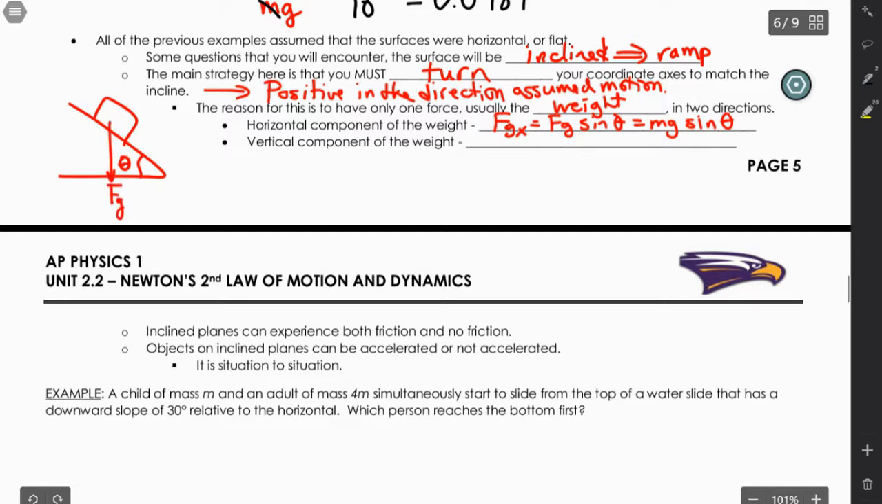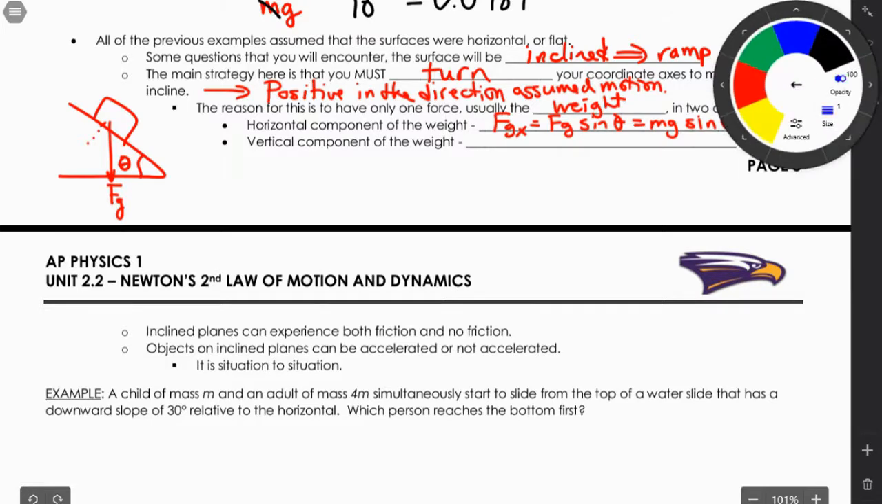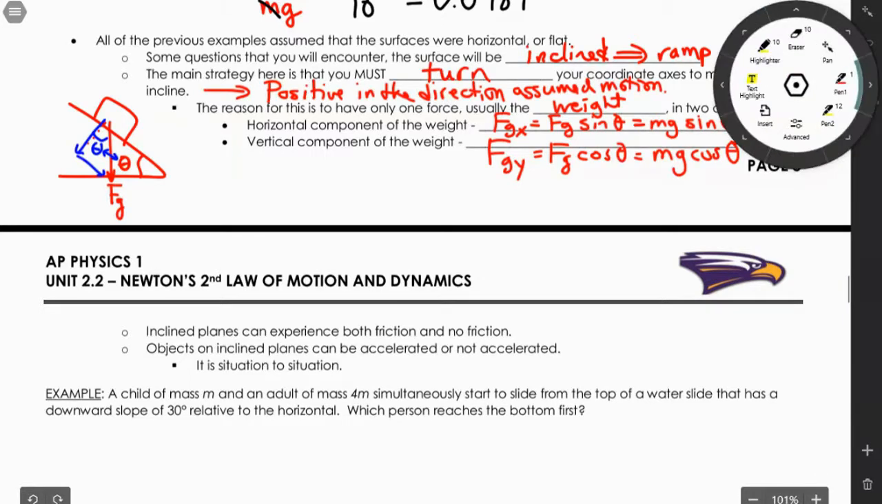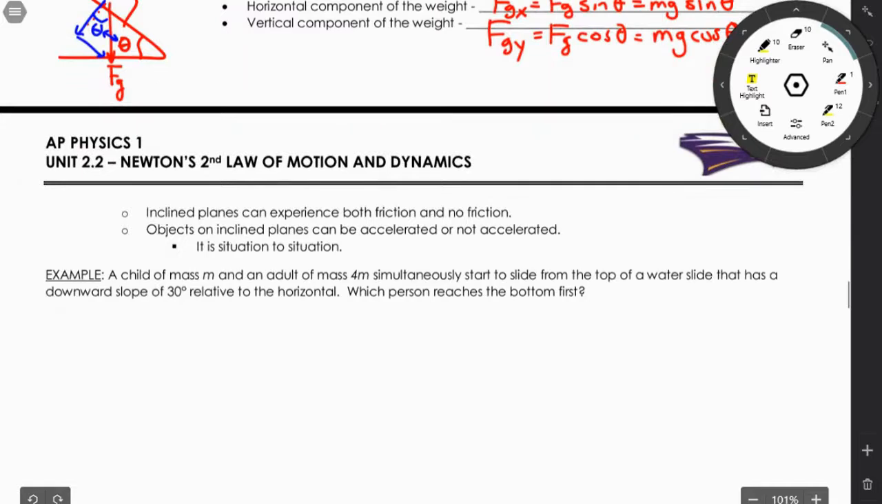because it always goes straight down, which means when I break up the weight into components, my coordinate system is going to be changed. This is the angle I know, and these two angles are the same, but it's the vertical angle I know, which now puts the x direction as the opposite side and the y direction as the adjacent side. And so to find the y component, or the vertical component, you're going to do FG cosine theta, or mg cosine theta.